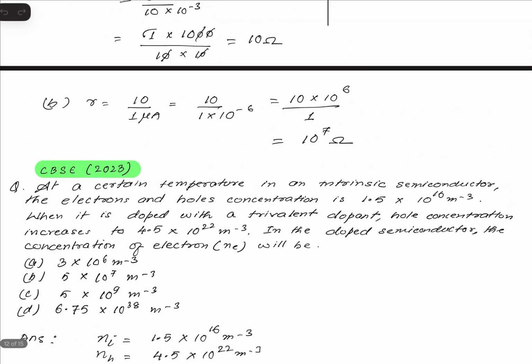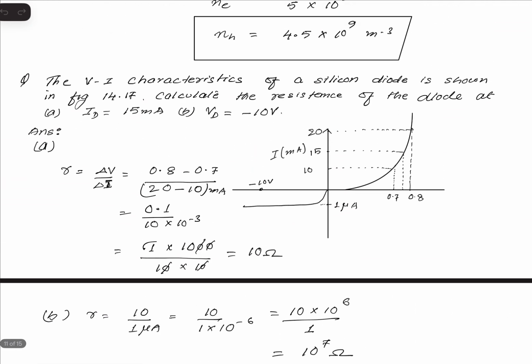Now, let us see one more question here. VI characteristics they have given. So this is your current and this is your voltage. And they have asked to find the resistance of the diode. Resistance means change in voltage by change in current. Okay, yes or no? So here they said at ID equals 15 milliampere. For 15 milliampere, what is the resistance?